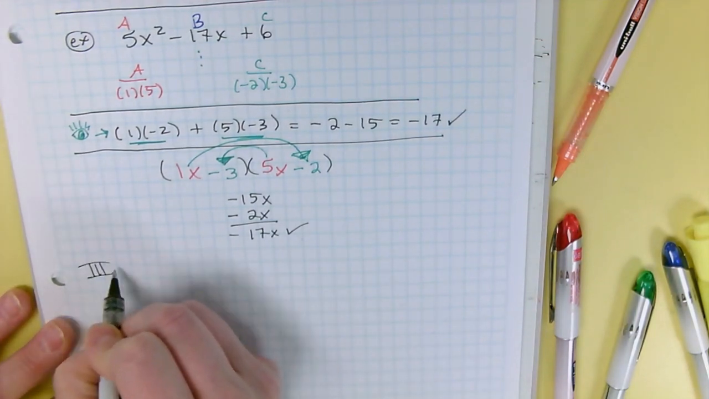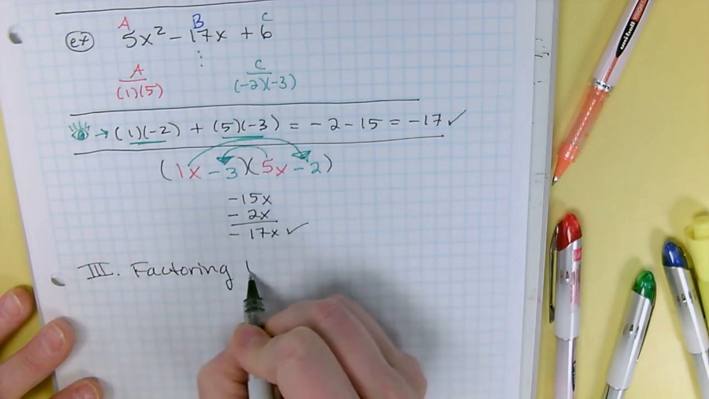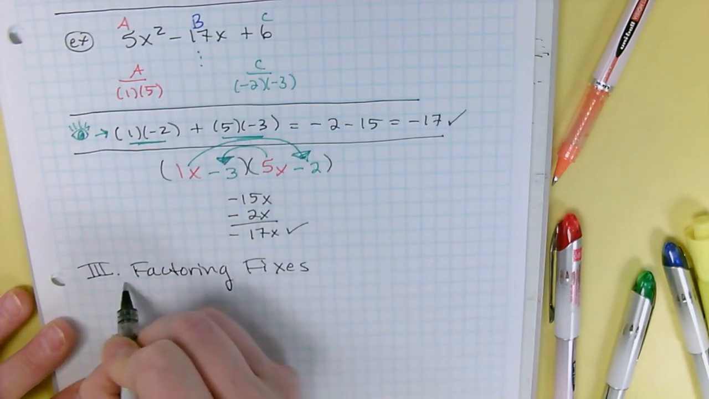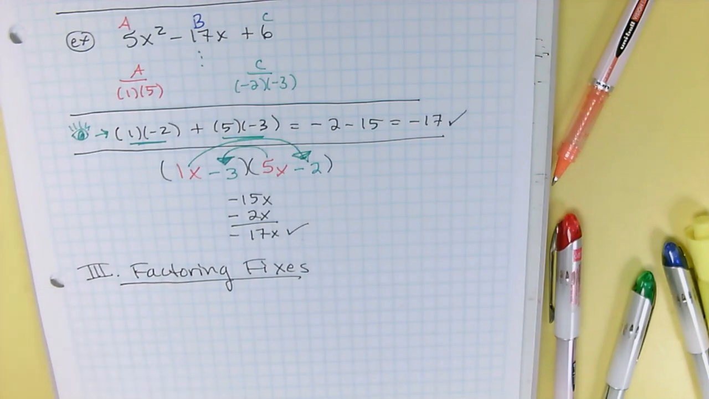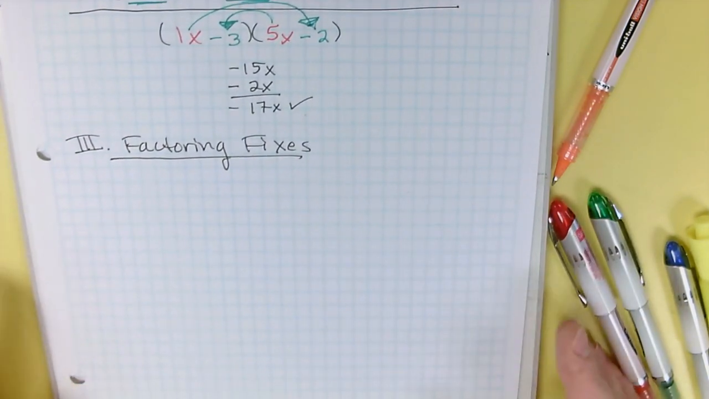All right, Roman numeral 3. Factoring fixes. Factoring fixes. Okay.